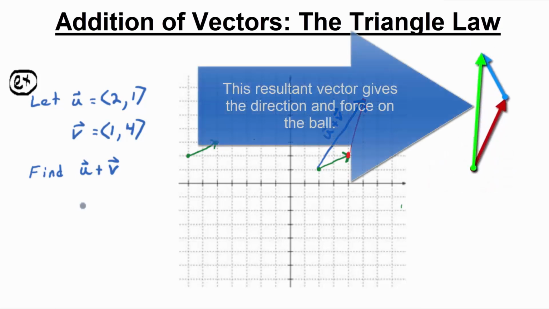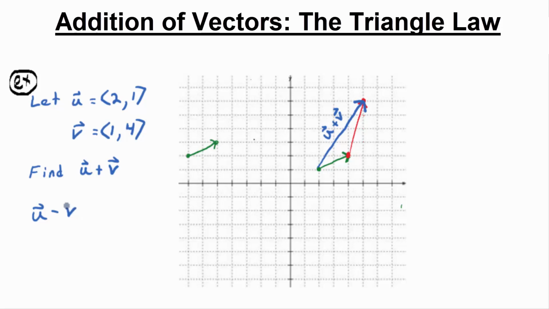That sort of thing. Now, let's say we wanted to take u and subtract v. Let me draw another one down here. Let me draw u again. So I'm going to make my tail right here and go over 2, up 1. So there's another copy of u, and I'll do the subtraction on this one.